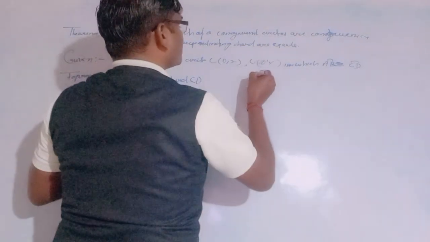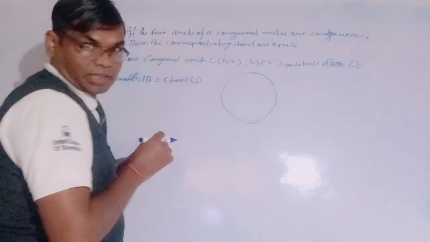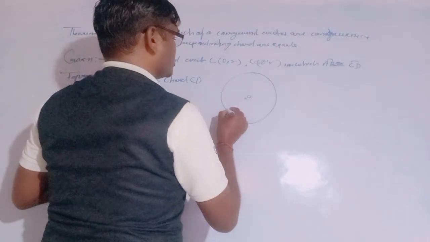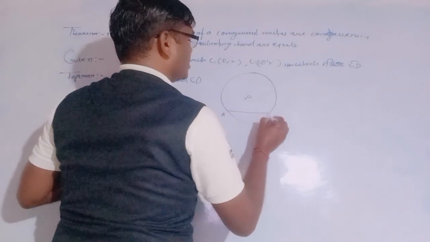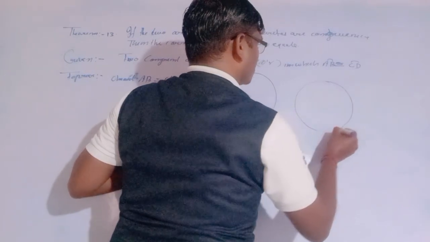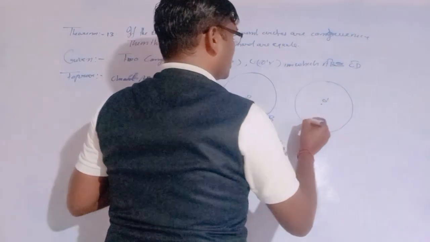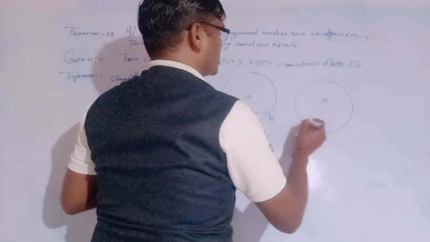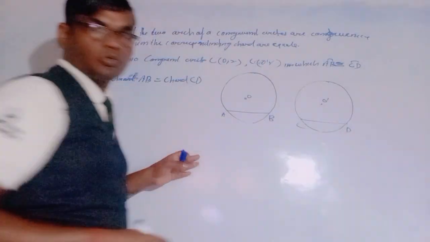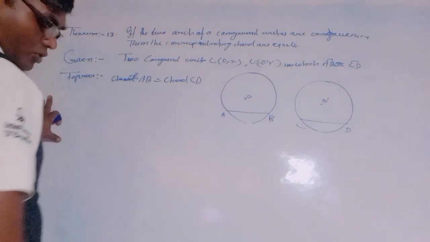First of all, we will draw a circle in which O is the center, and suppose this is a chord AB. The second circle we will draw here has center O dash, and suppose the chord is CD. So we have drawn the circles with chords AB and CD.